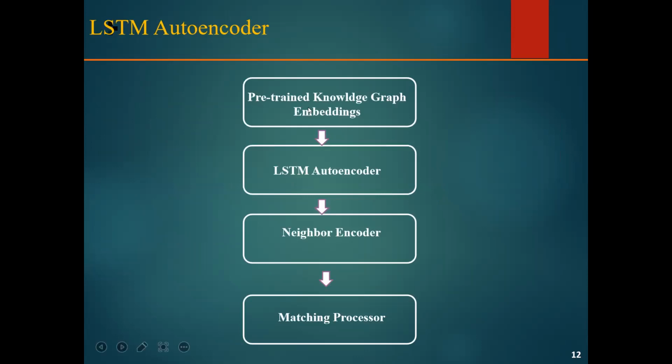So I add the LSTM before going to the neighbor encoder. I use the pre-trained knowledge graph embeddings I already have, which have a size of 100 floats per vector. I tried to use the LSTM autoencoder to reduce this size to just 32 per embedding, and then reduce all the embeddings. Every process here will reduce the computational load we have.